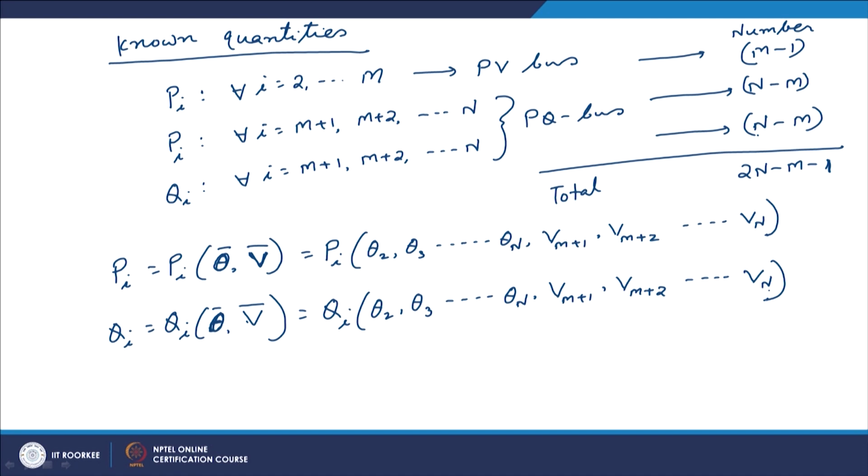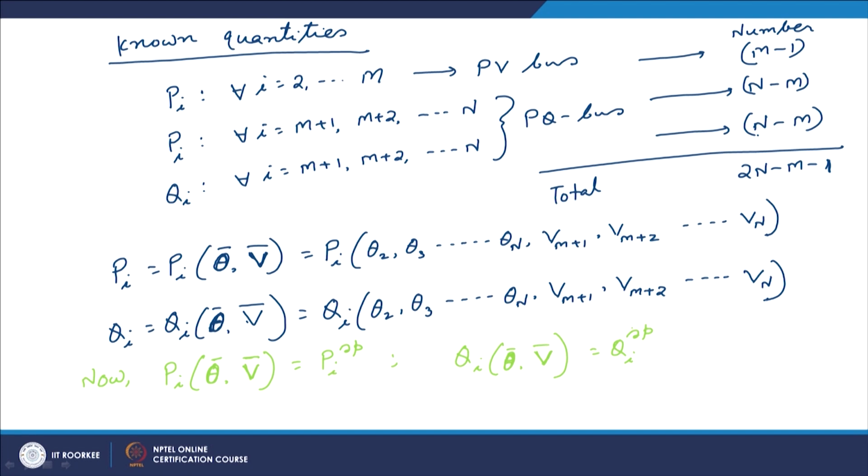So, what do I do? As usual, we have to calculate the correction vector. Now, in actual practice, Pi, which is a function of this vector theta and v, is equal to some specified value Pi specified, and Qi, which is also a function of theta and vector v, is equal to Qi specified.